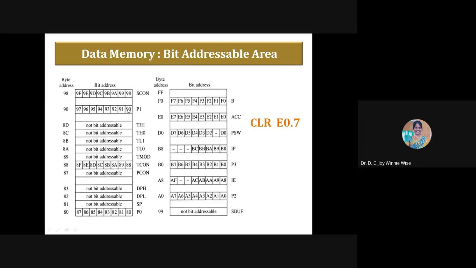Okay. So let me explain with an example. P1 refers to port 1, which is stored in 90. Then these are the registers used to control the timers. We have two timers, timer 1 and timer 0. TH1 is the higher order and TL1 is the lower order of timer 1. TH0 is the higher order of timer 0 and TL0 is the lower order, which are used to store the value, the number of times we are going to count.